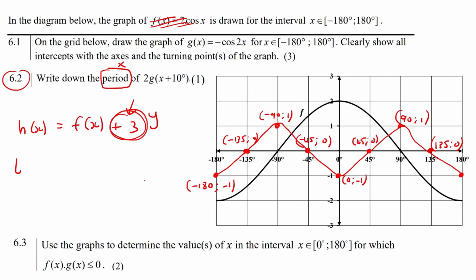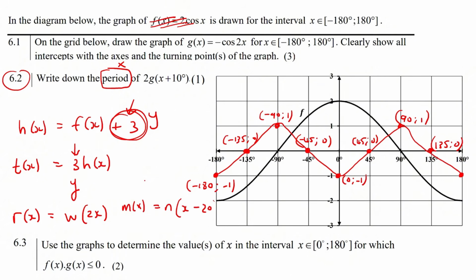If I say that t of x is equal to 3 times h of x, then by putting a 3 in the front, does that affect the x or the y's? That also affects the y's. Okay, so then what affects the x values? The only way to affect the x values would be if you have something like that. Let's say r of x is equal to w of 2x. You see, now I'm putting the 2 with the x. That would affect it. Or if maybe you have something like n of x minus 20. You see how this affects the x, this affects the x. So this little 2 in the front here does not affect anything.